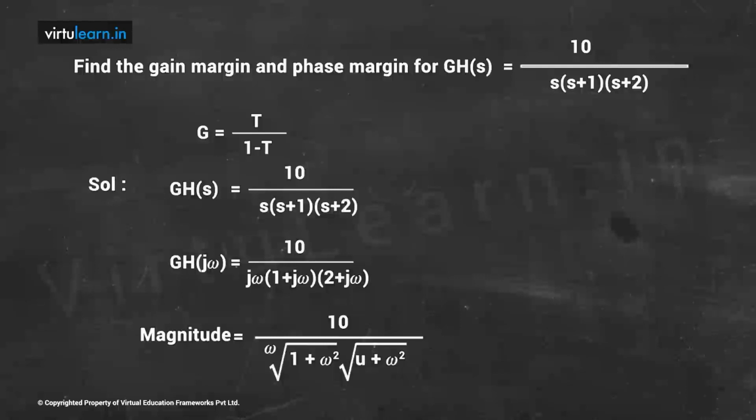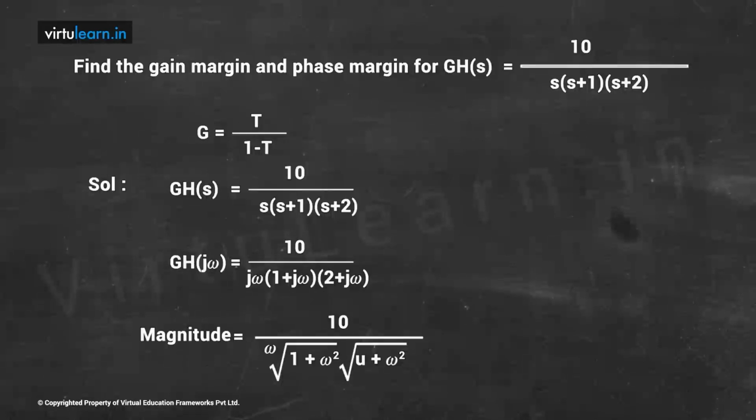Sometimes the characteristic equation will be given. If the characteristic equation is given, then you can convert that into the open loop transfer function GH of S, because the characteristic equation is 1 plus GH is 0. Sometimes the closed loop transfer function T is given. Then, by assuming unity feedback, you can find the open loop transfer function: G is equal to T divided by 1 minus T. We can use this formula to find the open loop transfer function.